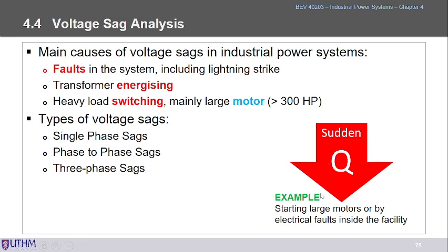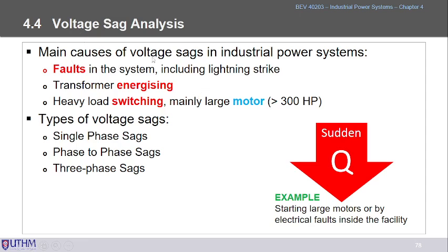That means, for example, you start your very large motor, more than 300 horsepower. It will need to use a lot of reactive power to form the electromagnetics and to form the flux. So that's why when you start a large motor, normally an induction motor in the IPS, it draws a lot of Q, so you can expect that the voltage sag will happen during that moment.